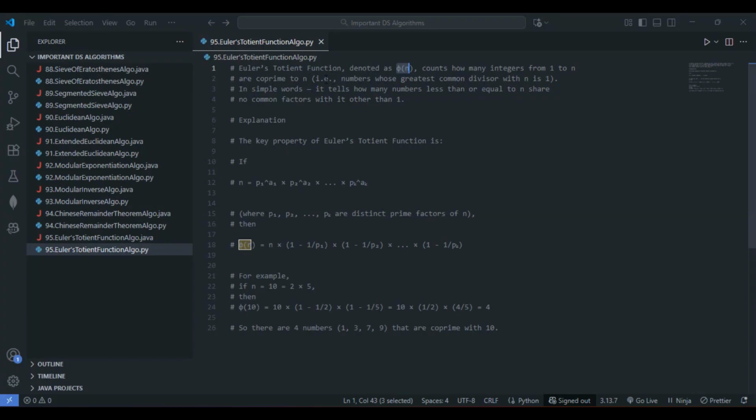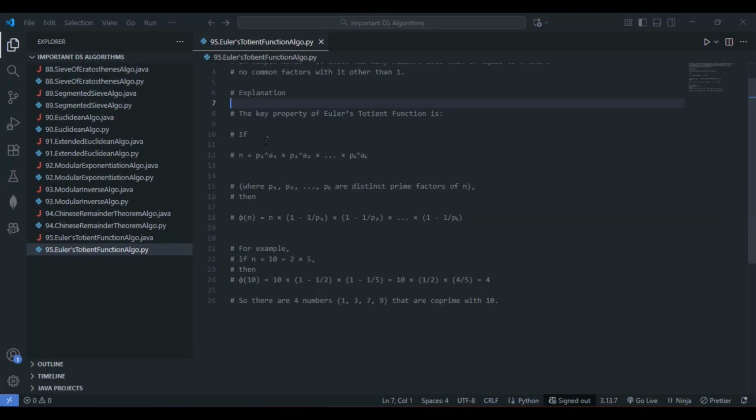So the Euler totient function, denoted as totient of n, counts how many integers from 1 to n are co-prime to n, nothing but numbers whose GCD with n is 1. In simple words, it tells how many numbers less than or equal to n share no common factors with it other than 1. This looks interesting.